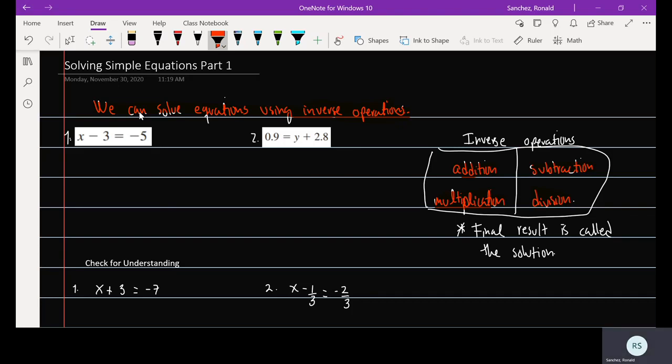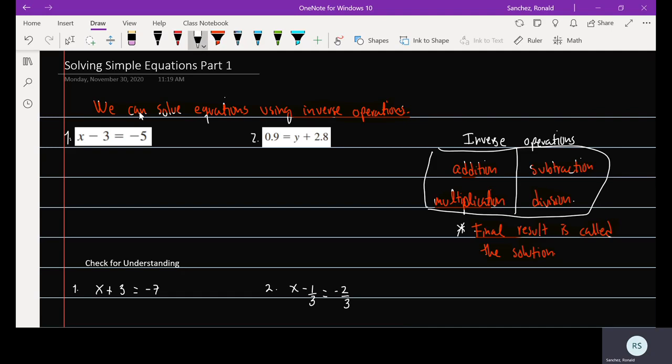The final thing that I want to tell you before I jump into this problem is that a final result is called the solution. So you will not hear me saying the answer to this problem. You will mainly hear me say the solution to this equation. And when I say the solution, what I mean is the final result. So let's go ahead and work on the first problem.